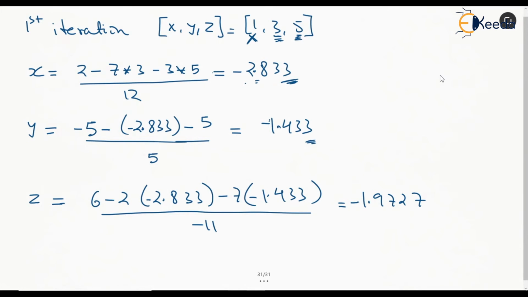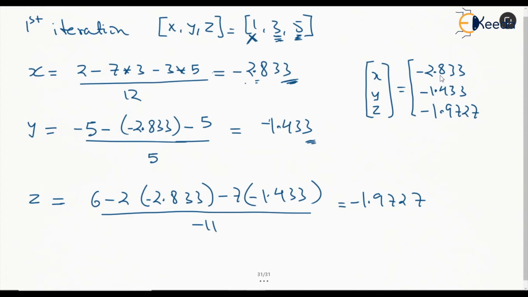That means after first iteration the values we have are minus 2.833, minus 1.433 and minus 1.9727. This is after first iteration. Now using this we can go for the second iteration.